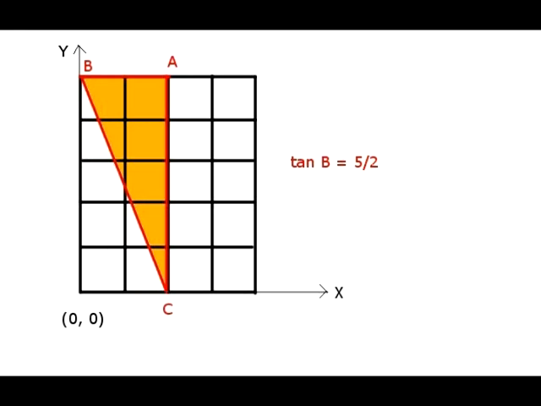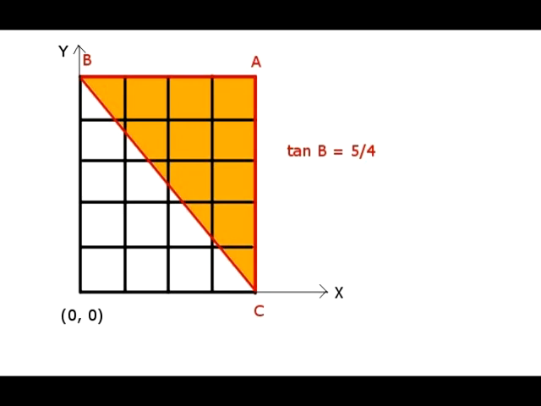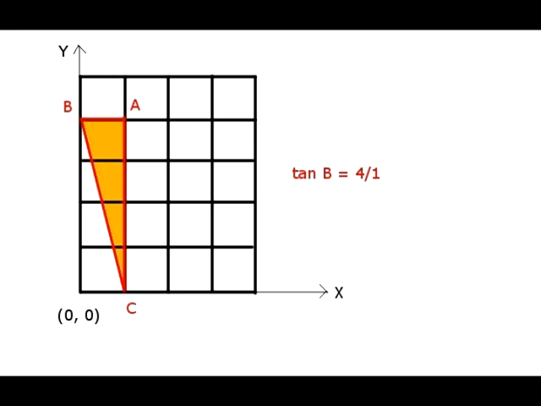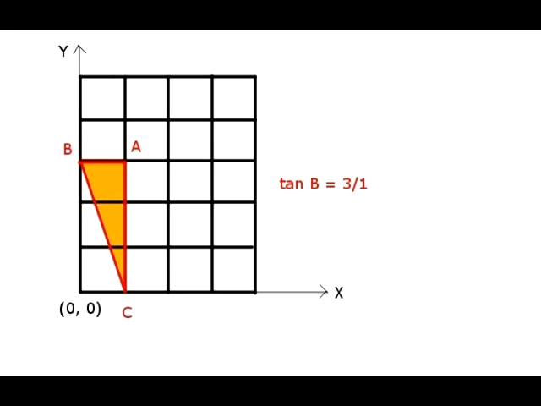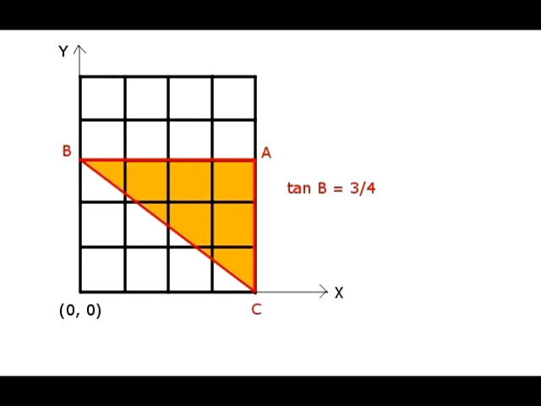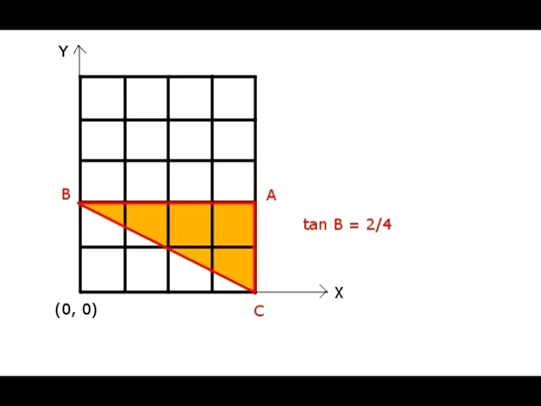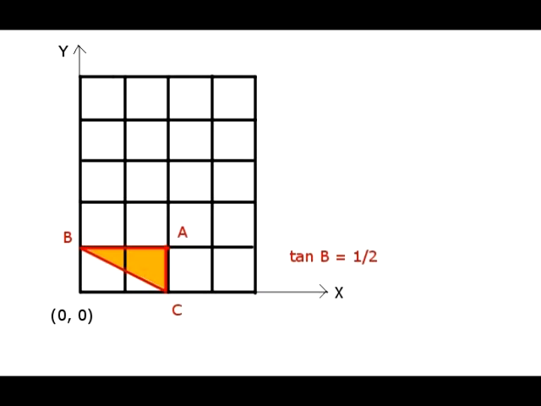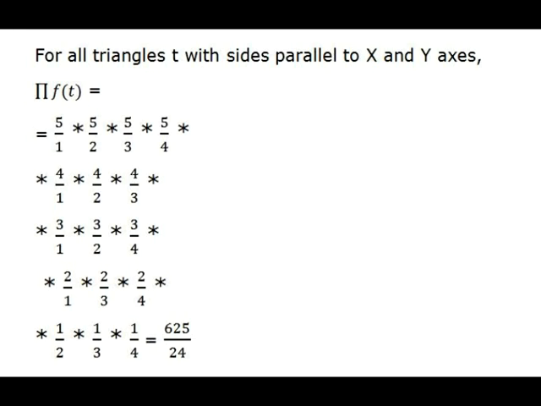5 to 1, 5 to 2, 5 to 3, and 5 to 4. 4 to 1, 4 to 2, 4 to 3. 3 to 1, 3 to 2, 3 to 4. Then 2 to 1, 2 to 3, 2 to 4. And finally 1 to 2, 1 to 3, and 1 to 4. Let's calculate their product. It's equal to 625 over 24.